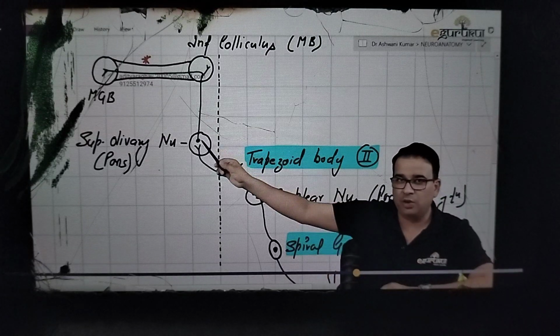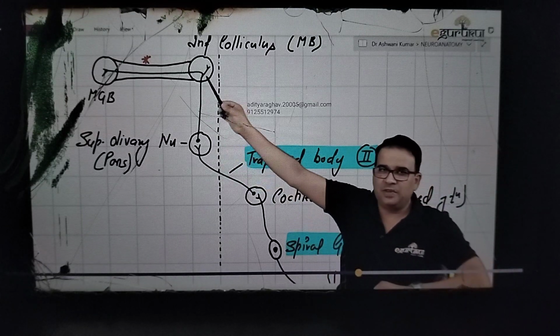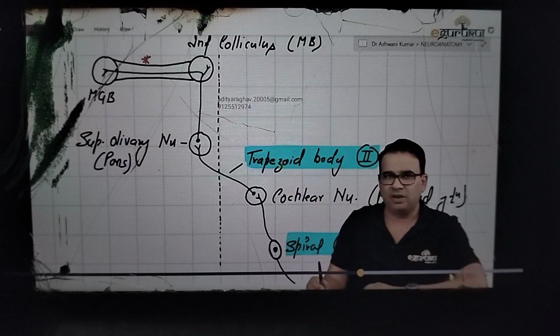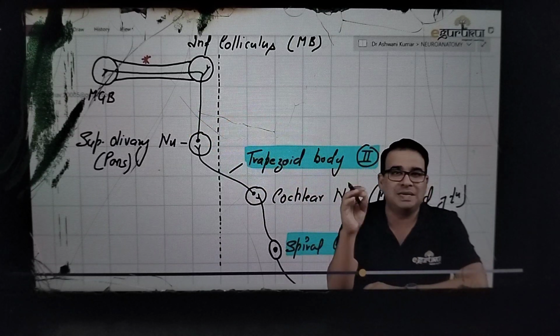I repeat again what I said. Third order neuron starts from superior olivary nucleus, ascends, reaches inferior colliculus. Few will relate in the inferior colliculus and have a relation for the auditory reflexes, but the majority of the fibers, using the inferior brachium, reach the medial geniculate body.